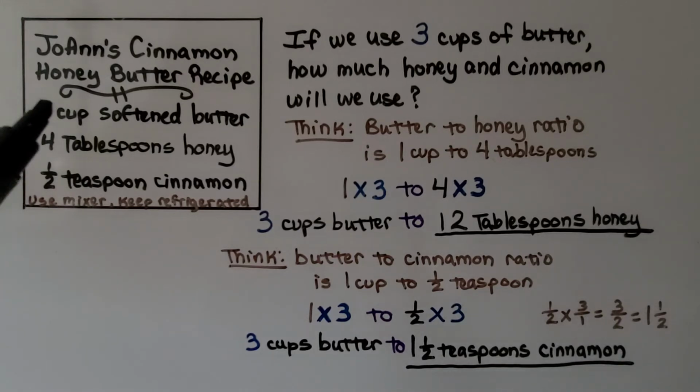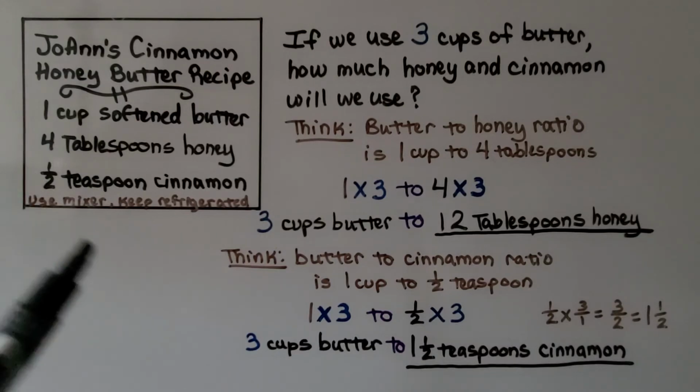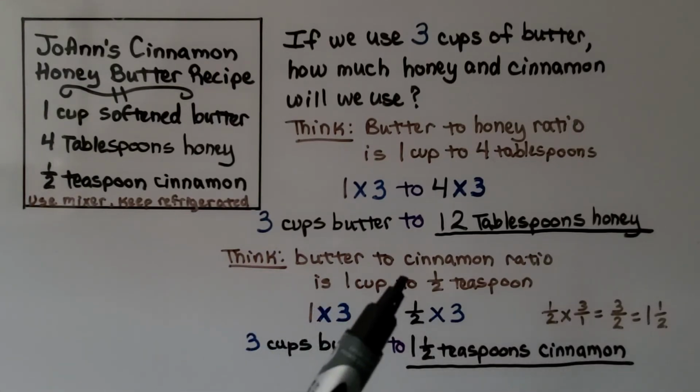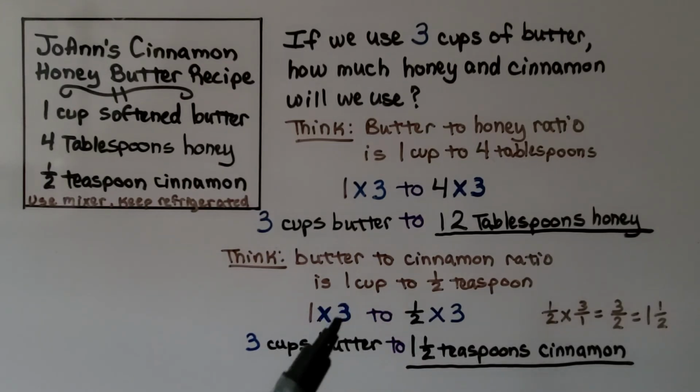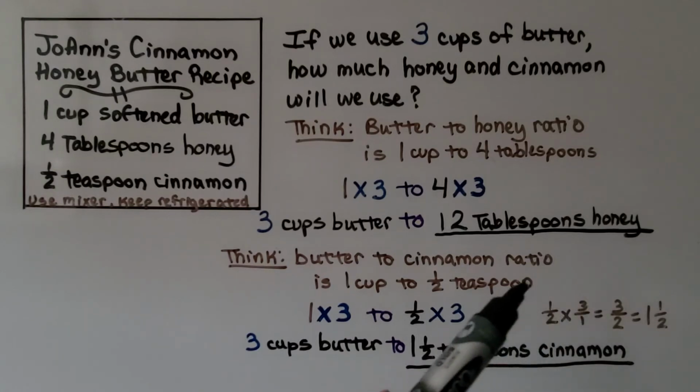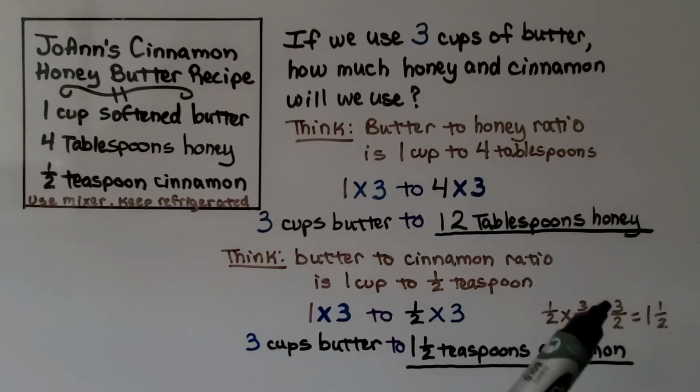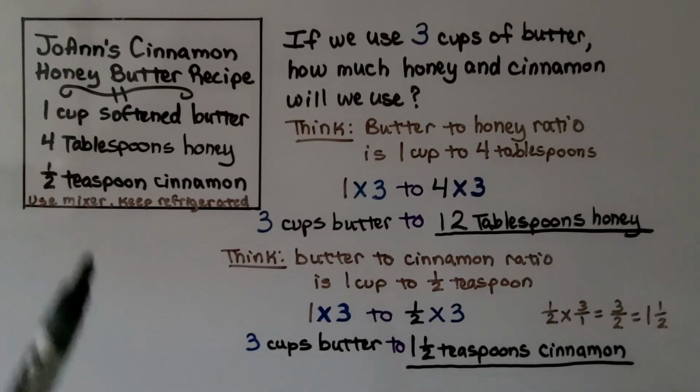And for the butter to cinnamon ratio, we have 1 cup butter to half teaspoon cinnamon. That's a 1 cup to half teaspoon ratio, 1 to 1/2. We would do 1 times 3 for the butter to have the 3 cups of butter, and we do a half times 3. So remember to multiply a fraction by a whole number. We turn the whole number into a fraction by giving it a denominator of 1. Then we multiply straight across, numerator to numerator, denominator to denominator. We get 3 halves, which we can simplify to 1 1/2. And because it's teaspoons, that would be 1 1/2 teaspoons of cinnamon.